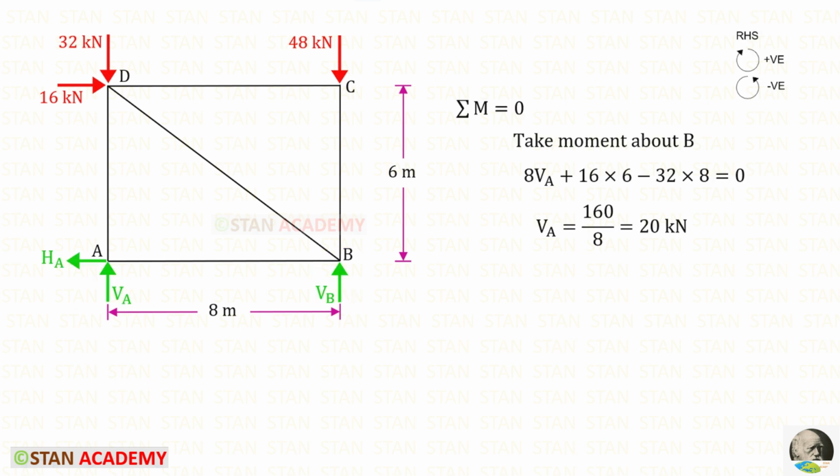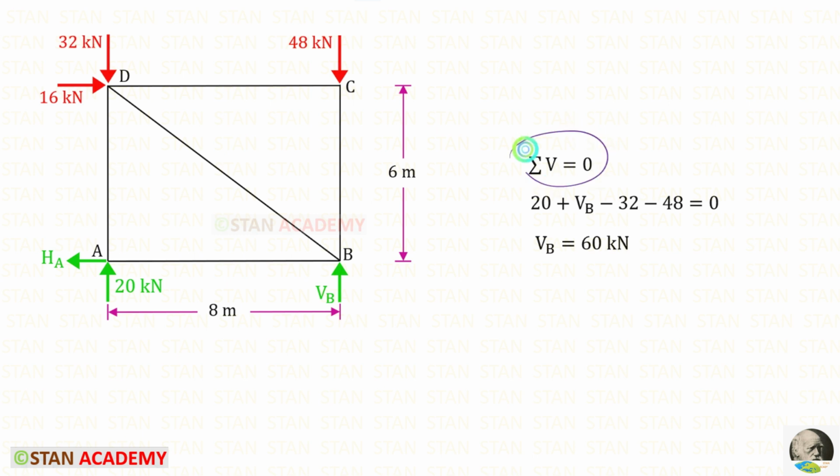First, I am going to find the vertical reaction VA. For that, I am going to take moment about B. Let us keep clockwise as positive and anti-clockwise as negative. VA is acting in the clockwise direction, so it will be positive, and the distance is 8, so 8 VA. This load 16 kN is acting in the clockwise direction, so it is also positive, and the distance is 6. This load is acting in the anti-clockwise direction, so it will be negative, and the distance is 8. For this load, there is no perpendicular distance, so we should not take it. For VA, we will get 20 kilonewton.